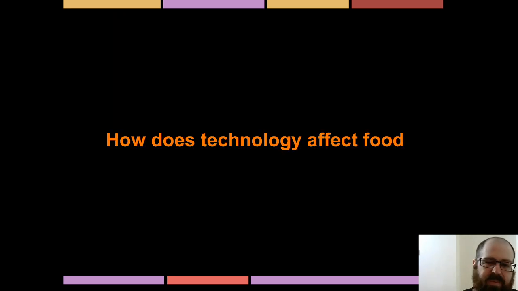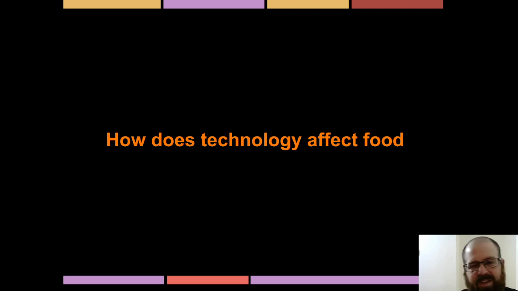So now that we have this idea of how science fiction generally uses food in order to get other things across to us, the audience, we have to ask the question, how does technology affect food? Because if we want to ask how does science fiction change food, we first have to look at, sure, we have technological advancements and they affect food, but how does this all work?